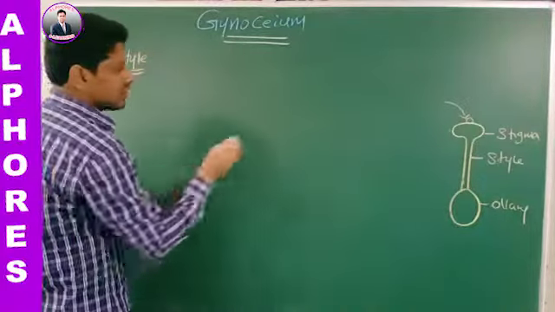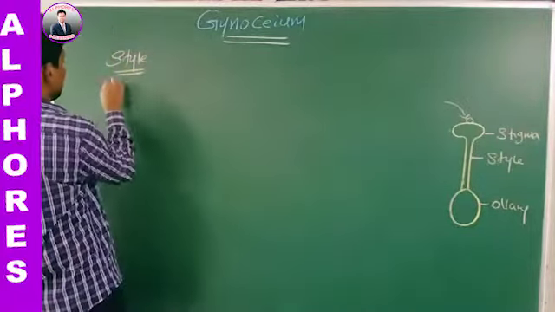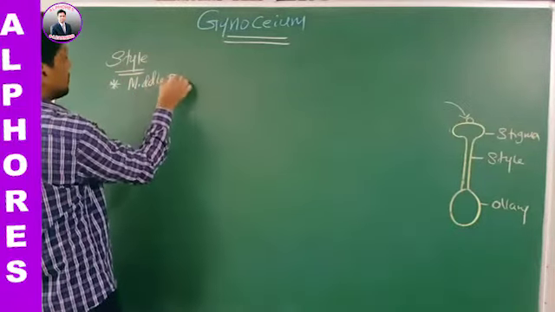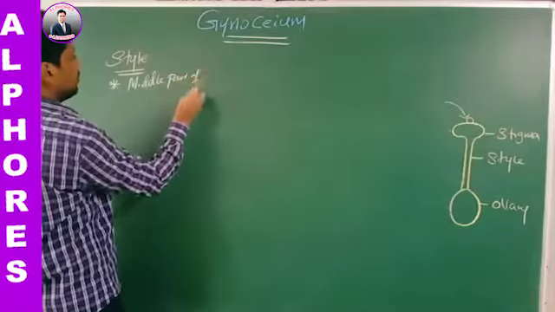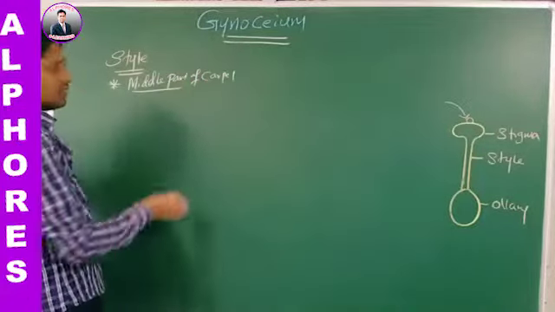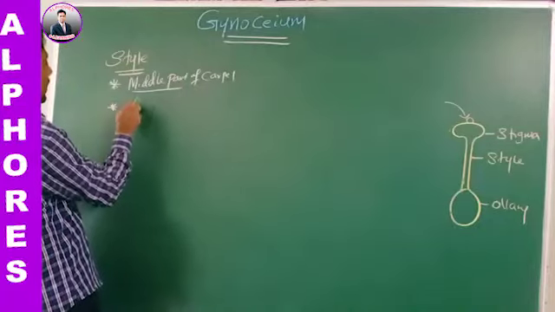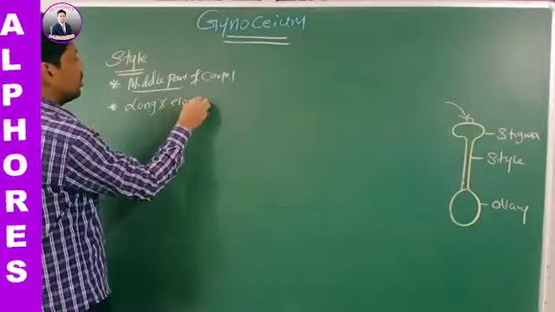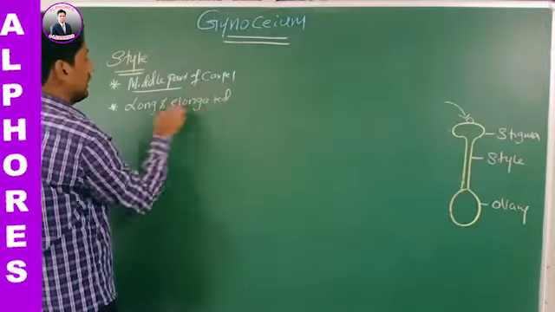Therefore, style is the middle part of the carpel. It is long and elongated.